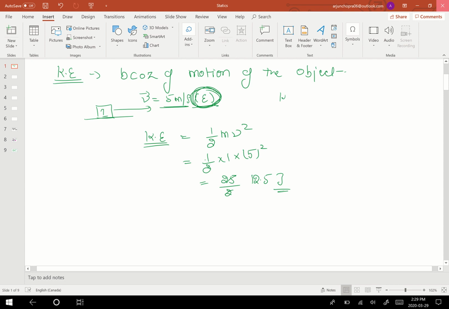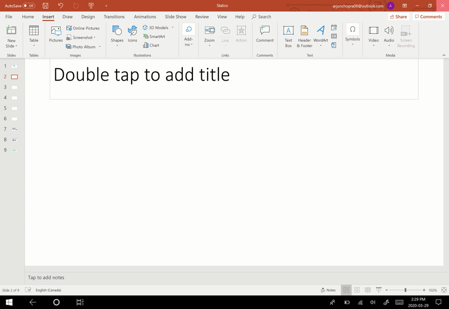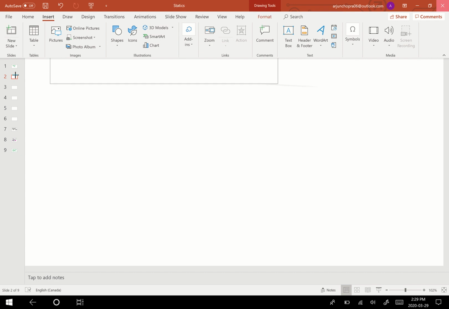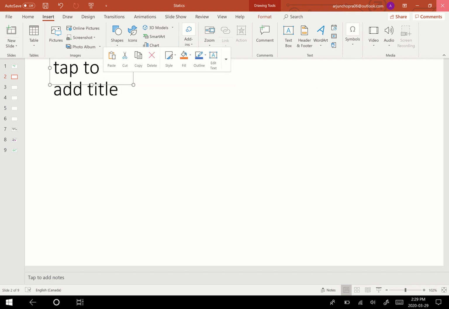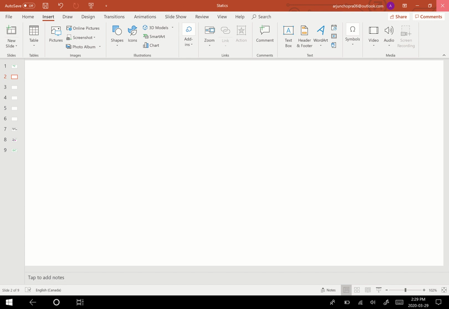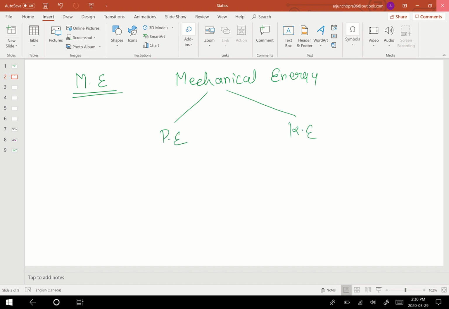Now we will talk about mechanical energy, which is equal to the sum of these two energies. So there's another form of energy which is called mechanical energy. Mechanical energy is the sum of potential energy plus kinetic energy. Add these two, that is mechanical energy. So mechanical energy equals PE plus KE.